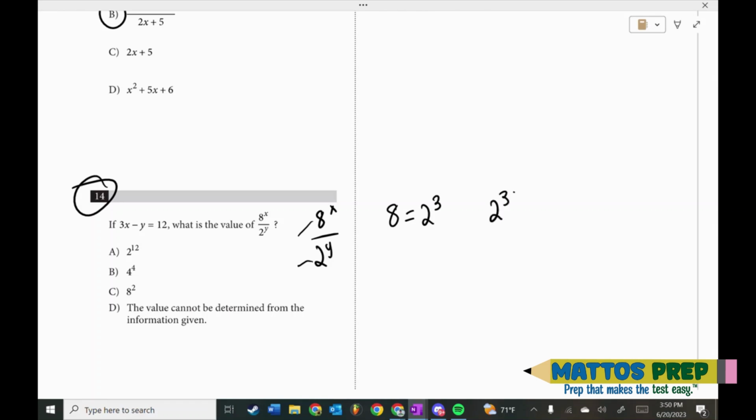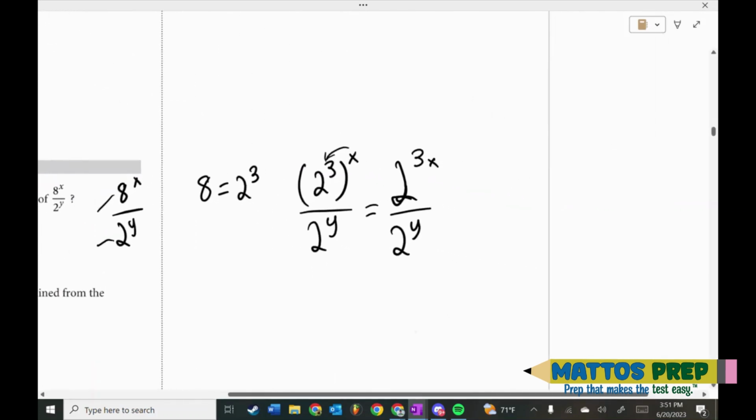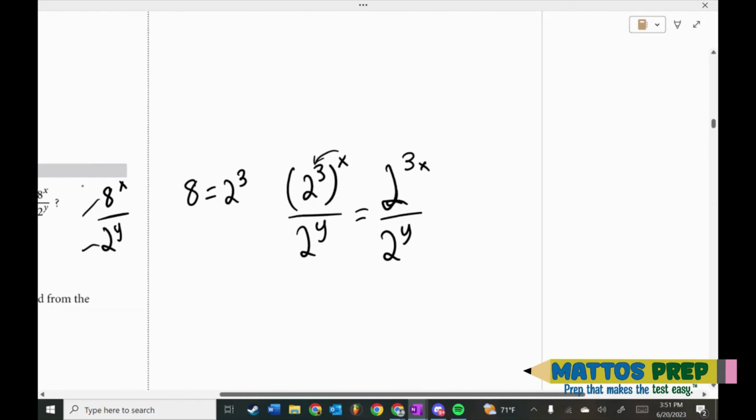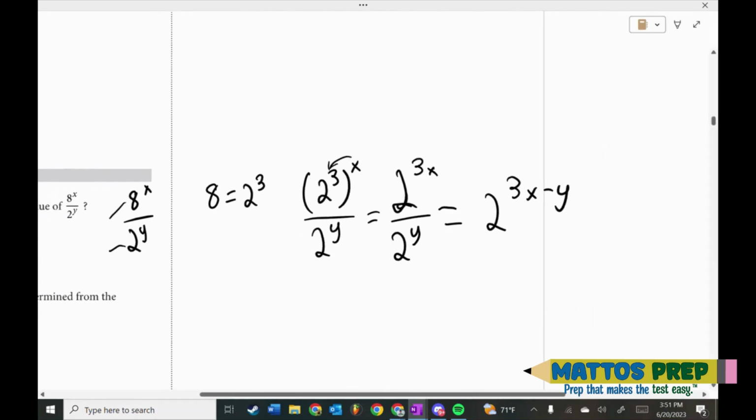We have (2^3)^x all over 2^y. And really all this is multiplication between 3 and x. So this is really equal to 2^(3x) all over 2^y. And now that we have the same bases, we're able to say that this is equal to 2^(3x minus y). Do you see what we did there?